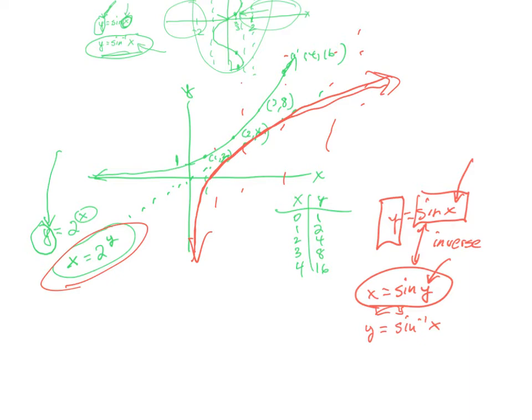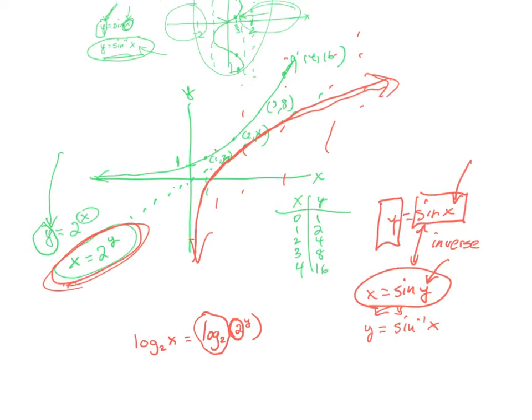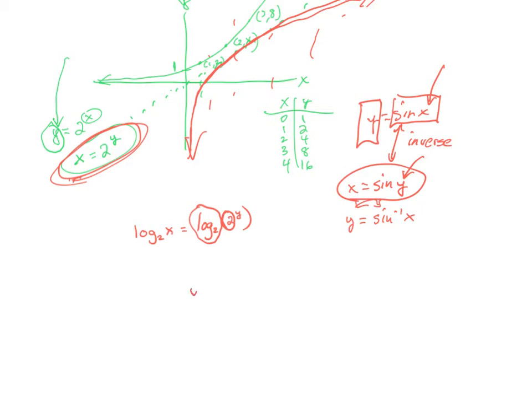Well, how do you do it here? You have to take the logarithm of both sides to get y by itself. So I'm going to say the log base 2 of x equals the log base 2 of 2 to the y. The log base 2 is the inverse operation of 2 to the power of something. So that would bring us just to y equals log base 2 of x.